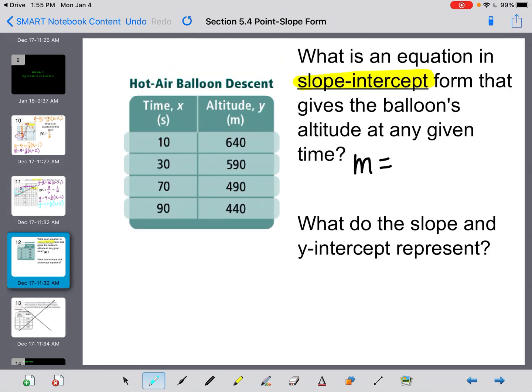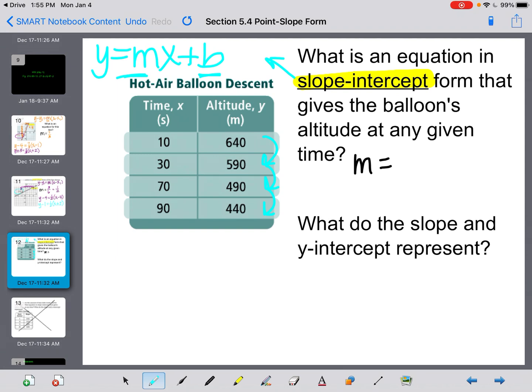What is an equation in slope-intercept form? Okay, remember that slope-intercept form, they're changing it up on you, is really y equals mx plus b. That was from 5.3. Okay, so we need an equation in slope-intercept form that gives the balloon's altitude at any given time. Well, we need a slope and we need a y-intercept, which means a starting point. Okay, so our slope, we're going to have to figure out what it's changing by every time.